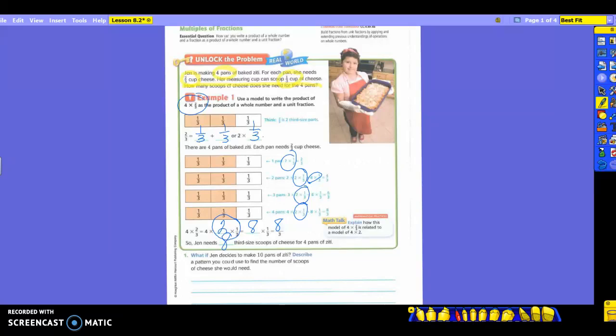Now, you can see it by looking at the model, but are we going to draw one for every single problem we do? Are you going to spend time drawing a model for every one?